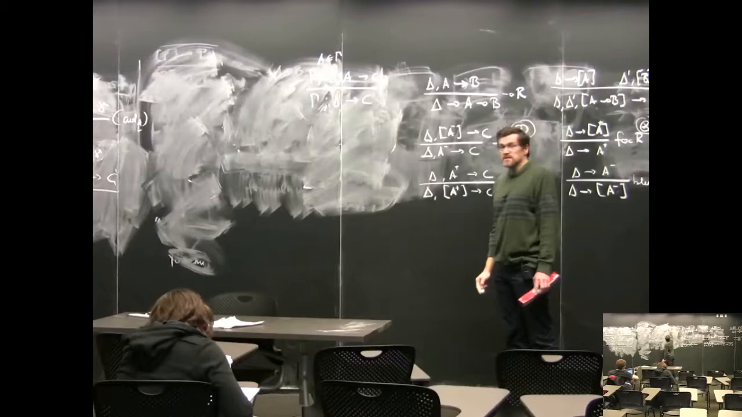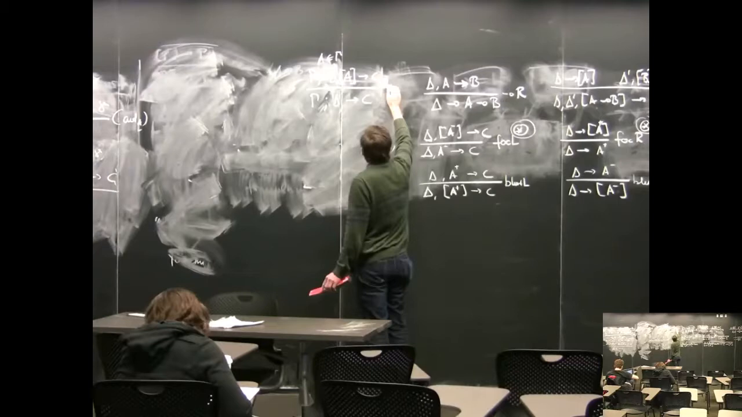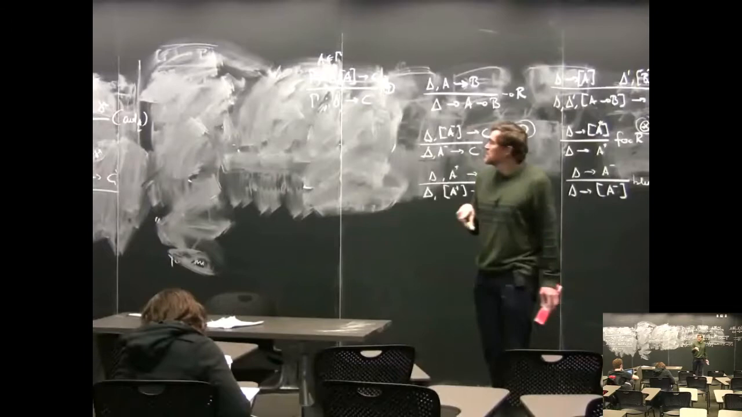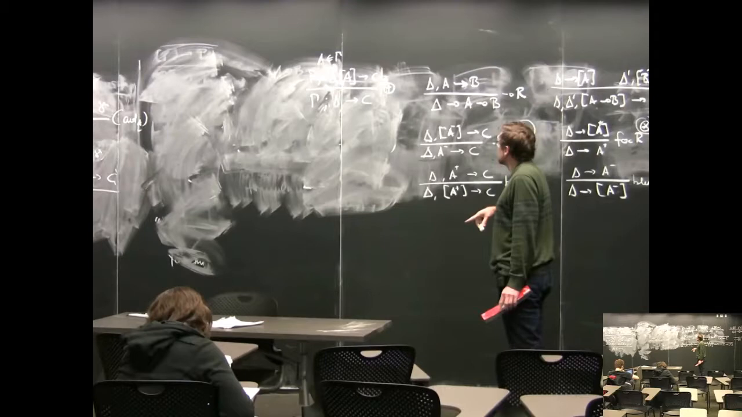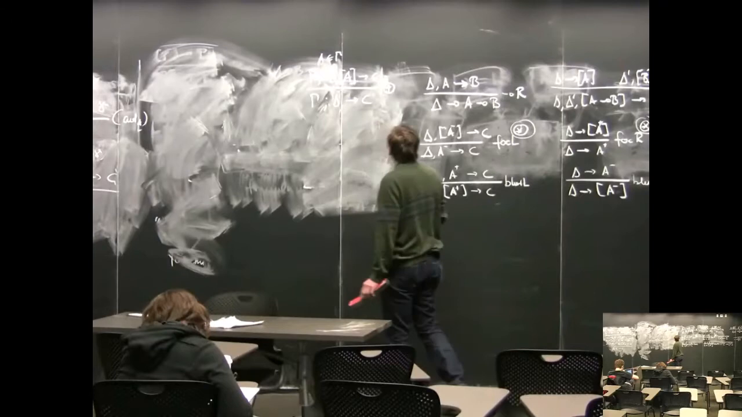There's a restriction here, similar to these, but not exactly the same. And that restriction is that we cannot focus on a positive atom. Because what would happen is that we would just lose control over it here, and it would just end up in delta, and we could do that arbitrarily often. So there's a restriction there.